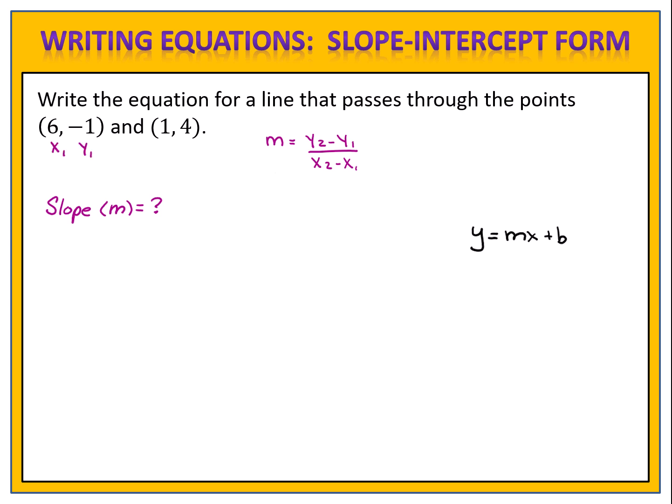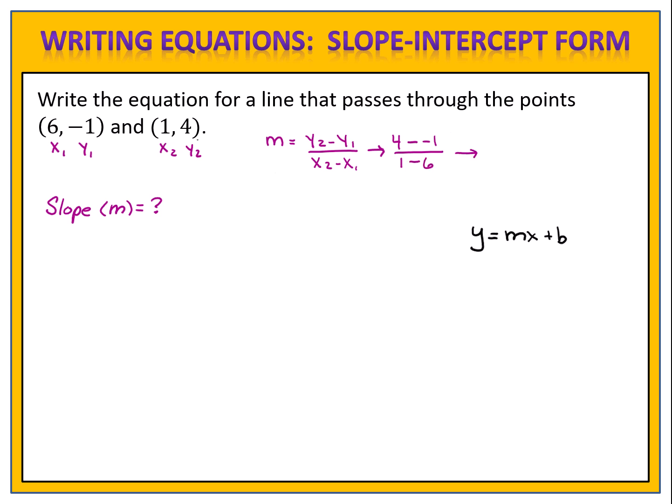Simply label your points x1, y1 and x2, y2. Substitute those values into the formula. y2 is 4 minus y1 is -1. Be careful of the double negatives. x2 is 1 minus x1 is 6.